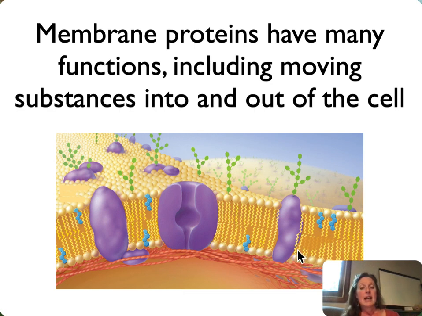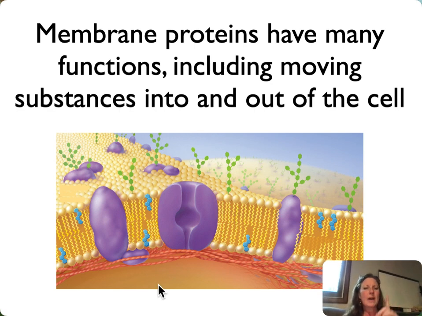This one, because it has carbohydrates, that tells me that this is an ID molecule. So that's the way that it lets the rest of the body know it belongs here. This one is some kind of receptor. So when a signal coming from somewhere else in the body, a chemical, attaches to this, this will cause this little protein to detach and spread the word to the organelles inside the cell.